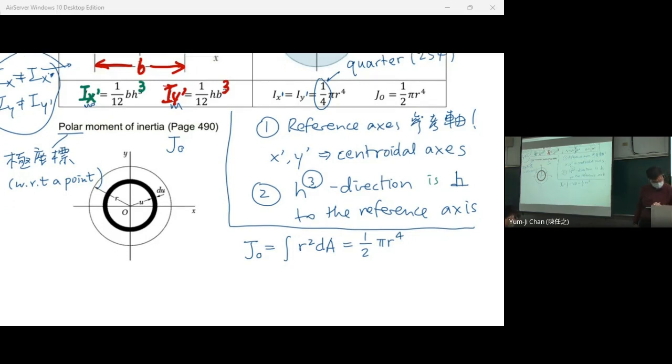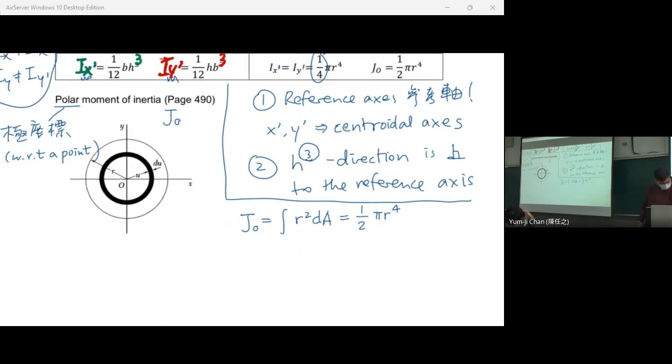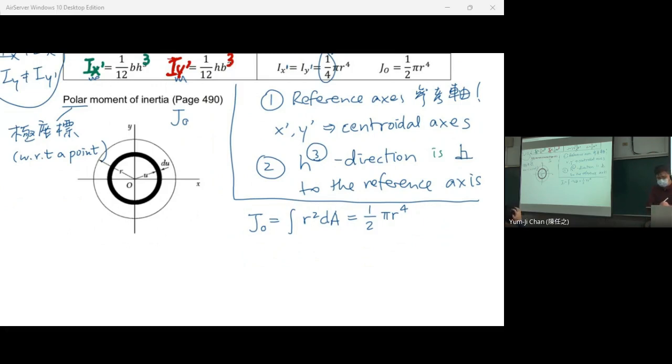For r squared dA, dA is this one: dA is equal to 2 pi r dr. The circumference of this circle is 2 pi r, and the thickness is dr. So you can work it out to get this one.